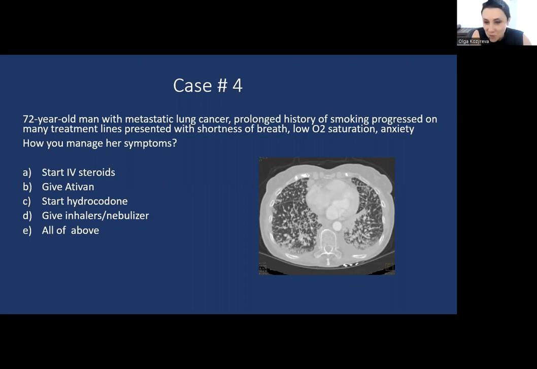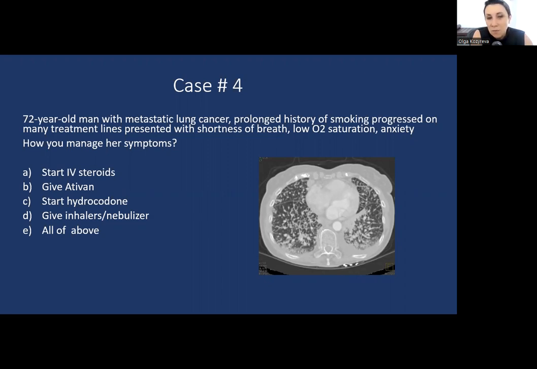So I presume this patient does not have miliary tuberculosis or histoplasmosis, right? This guy has a prolonged history of metastatic lung cancer. This is lymphangitic spread of his lung cancer. This is a pretty bad prognosis.